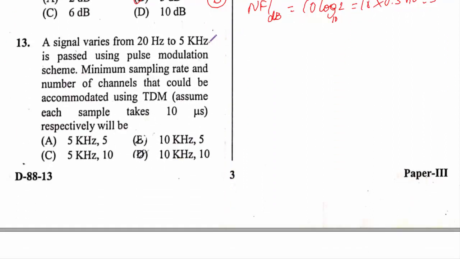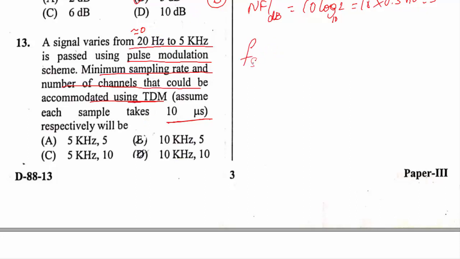13th question, what they have given is a signal varies from 20 Hz to 5 kHz is passed using a pulse modulation scheme. Minimum sampling rate and number of channels that could be accommodated using TDM. The sample duration they have given is 10 microsecond. So this 20 Hz is very far when compared to 5 kHz, so I can approximate it to 0. Since all the options are very far, I can approximate this to 0, right?